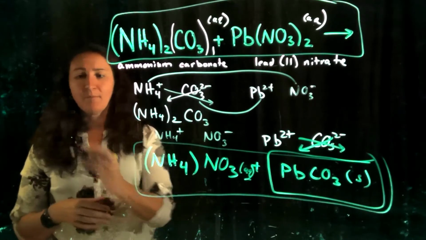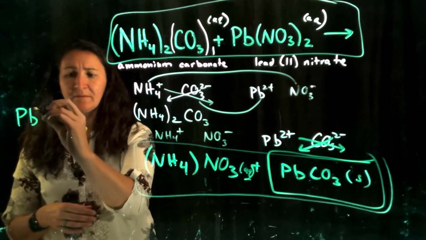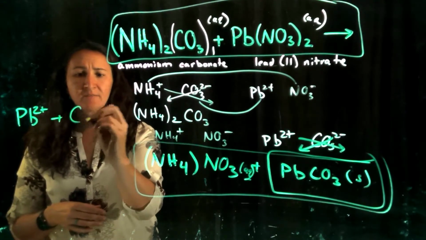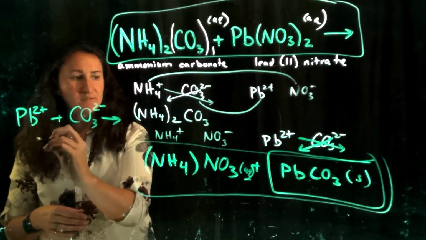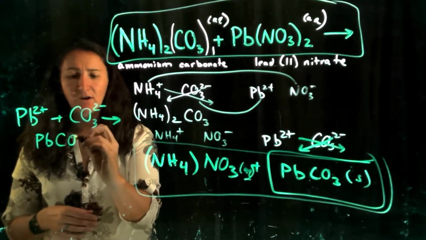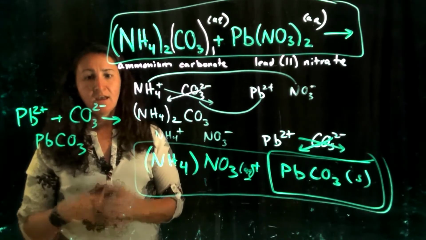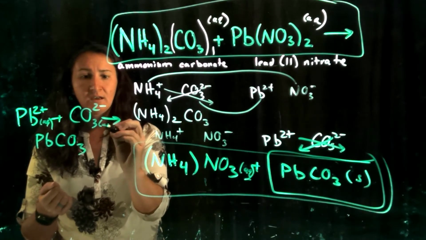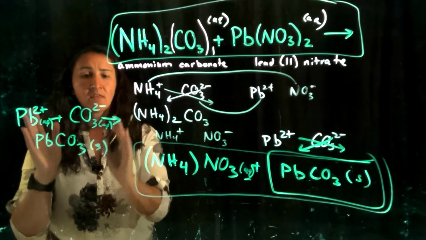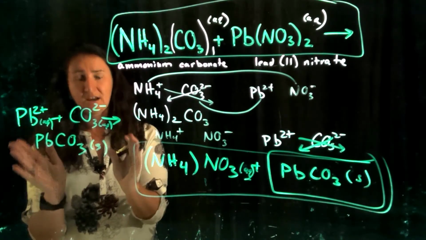And so my net compound would then, of course, be lead 2+ plus my carbonate yields, I ran out of room, so I'm going to come just below it, lead carbonate. That looks like that. And so this is my net reaction. I put my states in here, aqueous, and solid. This is what really happens. This is the reaction I care about.